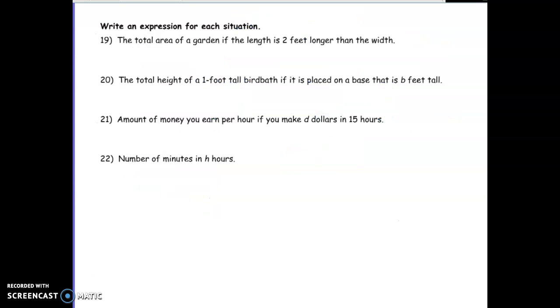Okay. Moving on to writing an expression for each situation. The total area. Now remember, area is equal to the length times the width of a rectangle. So this garden, the area of a garden, so it's the rectangle formula, if the length is 2 feet longer than the width. Well, we don't know what the width is. So our width in this case is going to be equal to W. And our length is 2 feet longer than the width. So we can actually write our length relative to the width. The expression that would represent the length would be W plus 2.